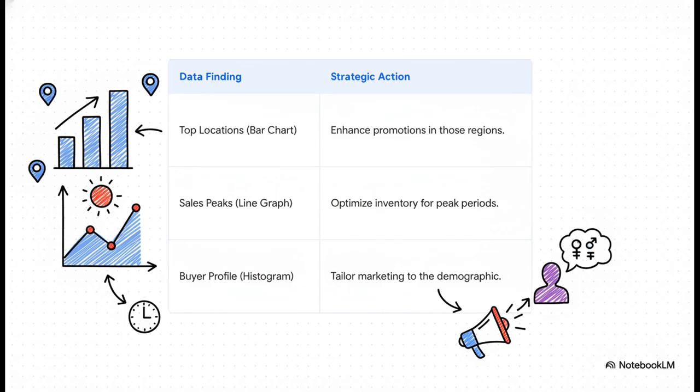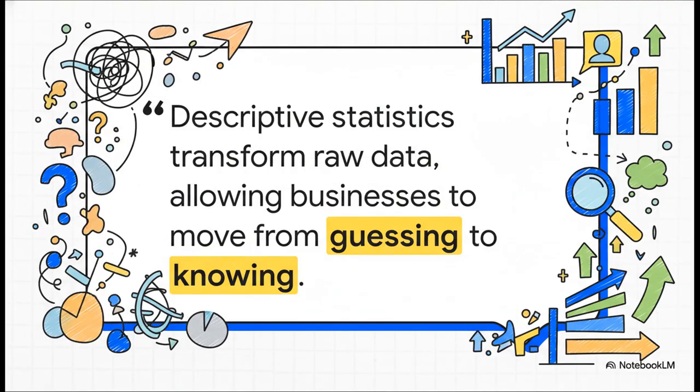Because they know their top locations are California and New York, the company can run targeted ads there. Because they know Q4 is their peak season, they can stock up on inventory. And because they know their average buyer's profile, they can tailor their marketing messages so they actually connect with their customers. And that's the real power in all of this. We've taken a raw, kind of messy data set, and we've turned it into a clear, compelling story. This company is no longer just guessing about who its customers are. It's making decisions based on what it knows.